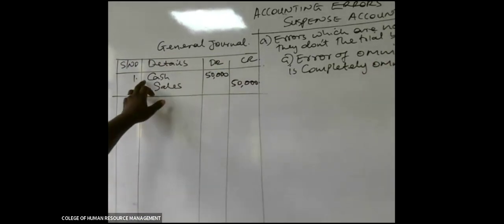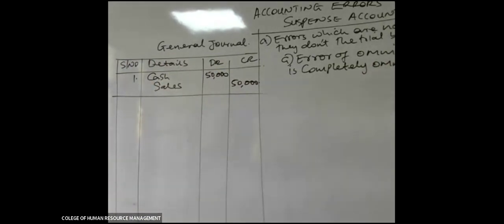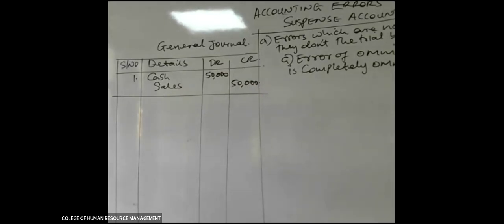Then the account which was supposed to be debited, the amount will be captured on the debit column. The account which was supposed to be credited will be recorded on the credit column like that. Just that. And that error is corrected.